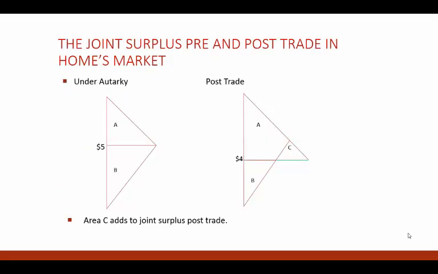Focusing on home and isolating the total surplus areas from the market, we can compare the total surplus before trade, that is under autarky, with the total surplus after trade has occurred. These are depicted by the diagrams on the left and right respectively. Visually inspecting, we immediately see that the area in the post-trade picture is larger than that under autarky by the area labeled C. So the joint surplus is bigger under trade than under autarky. Trade therefore increases home's welfare.